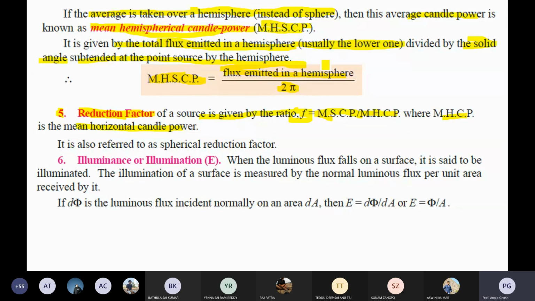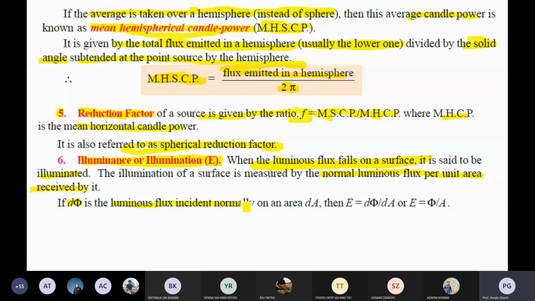Another important definition is still there. What is that? It is the luminous existence M of the surface. So what is luminous existence M? At a point of a surface, it is defined as the luminous flux emitted per unit area in all directions.